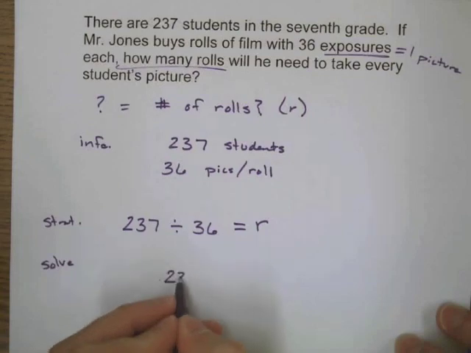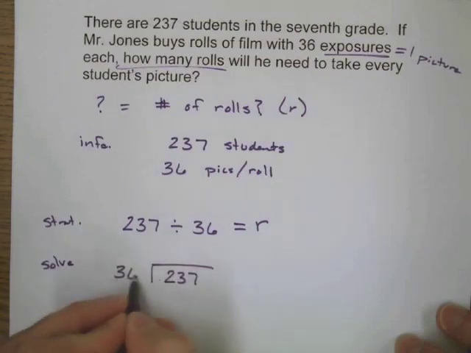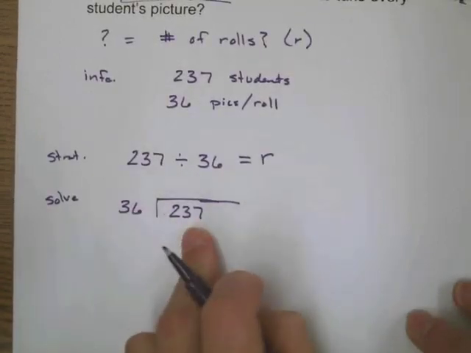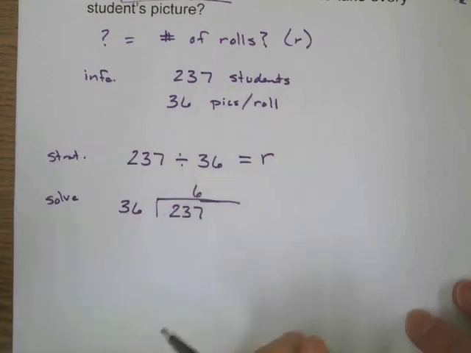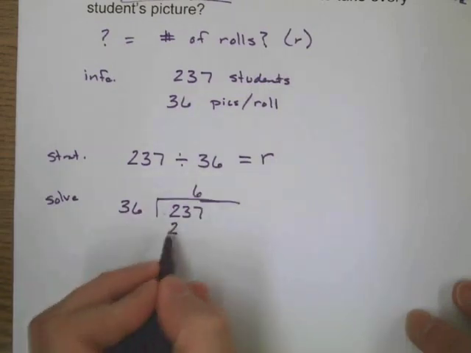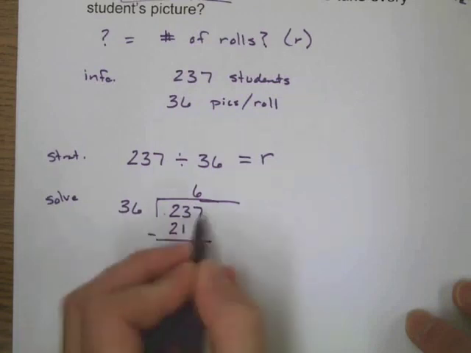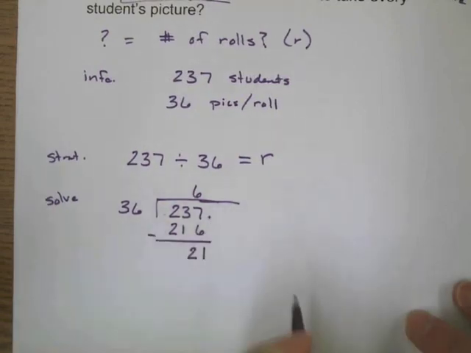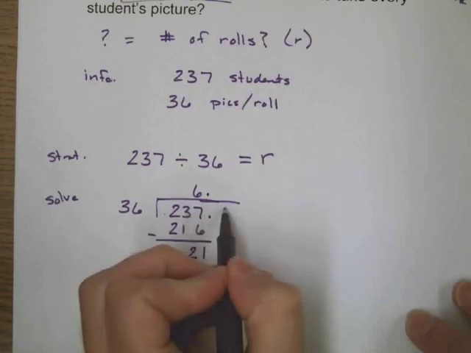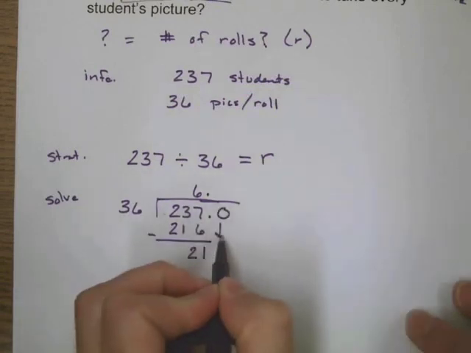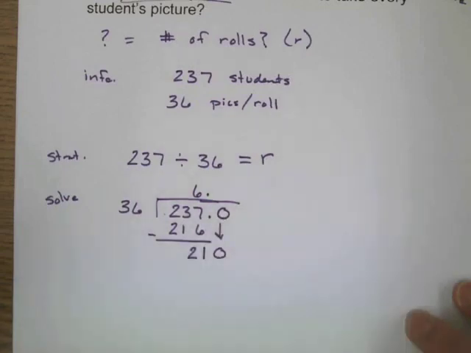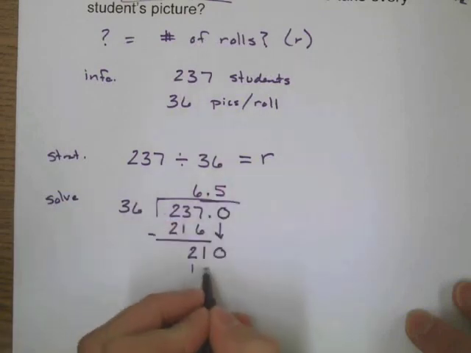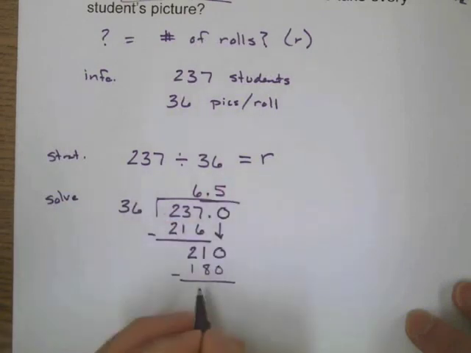So 237 divided by 36. Well, 36 is not going into 2. No, it doesn't go into 23. It does go into 237, and it goes into 237 6 times. And 6 times 36 is 216. I end up with 21 left over, but I'm going to go in, this decimal is right here. I'm going to go ahead and put that decimal in and add in a 0 so that I can bring that down. So I have 0 tenths now. So 36 goes into 210 5 times, end up with 180. Subtracting out, and that gives me 30.